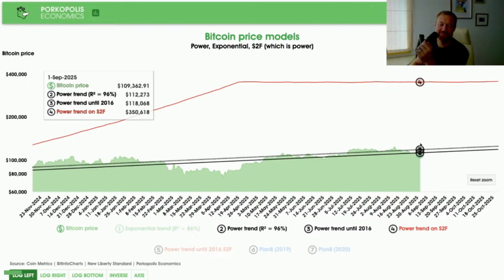This is phenomenal. This is one of the keys to why the power curve is so amazing.